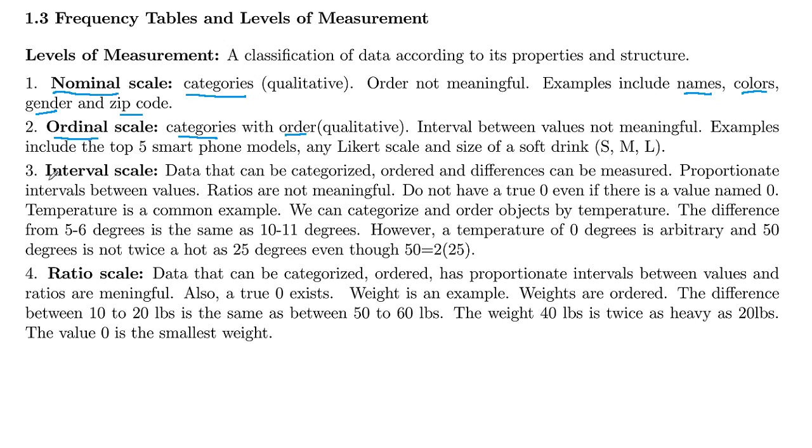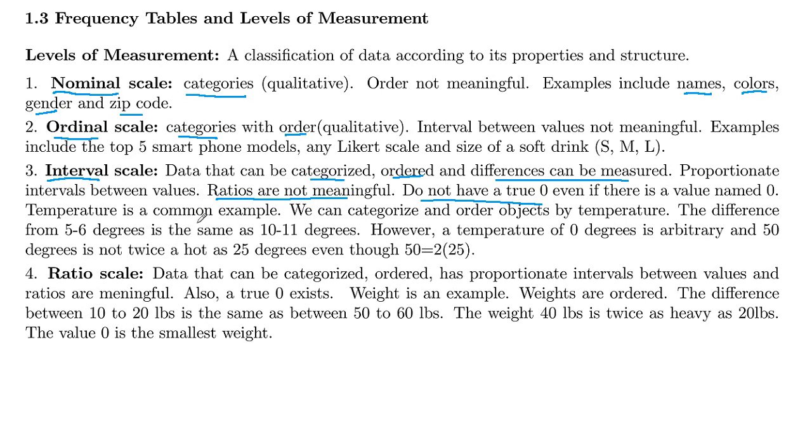The next level is interval scale. So here, your data can be categorized. They can be ordered, so they have the qualities of nominal and ordinal scale, plus differences in the data can be measured. So there are proportionate intervals between your values. However, ratios here are not meaningful. And you don't have a true zero, even if there's a symbol that's called zero. And temperature is a common example here.